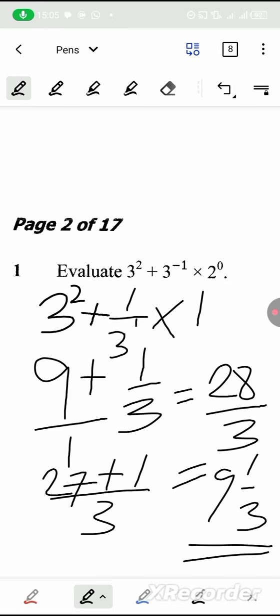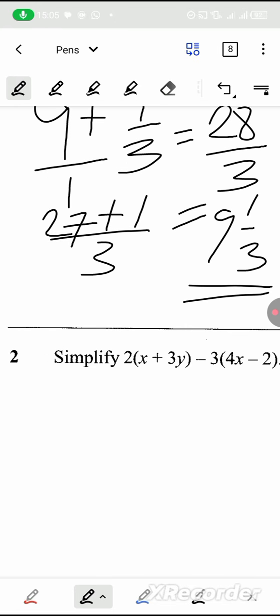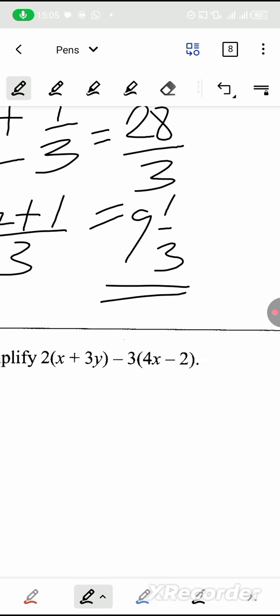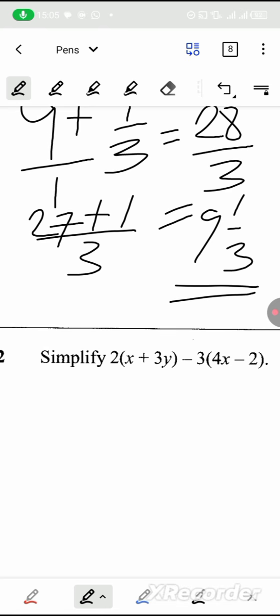Quickly, let us go to the next question, which is question number 2. Here they are telling us to simplify: open bracket x plus 3y close bracket, then minus 3 open bracket 4x minus 2 close bracket. We can only simplify by removing the brackets first. To remove the brackets, we multiply the number outside the brackets times everything inside.